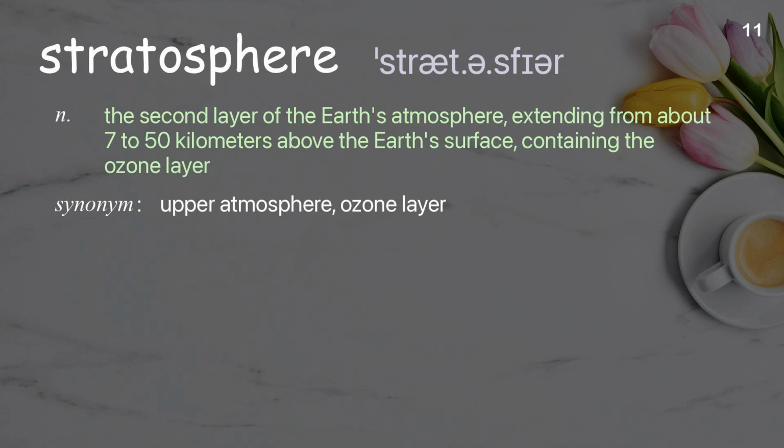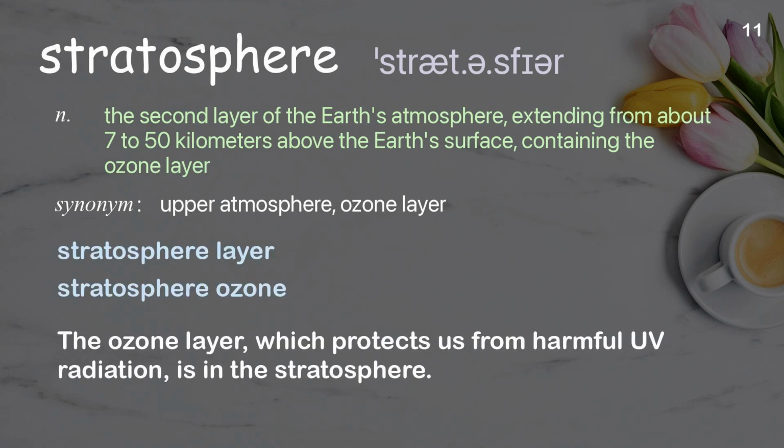Stratosphere. The second layer of the Earth's atmosphere, extending from about 7 to 50 kilometers above the Earth's surface, containing the ozone layer. Examples: Stratosphere layer. Stratosphere ozone. The ozone layer, which protects us from harmful UV radiation, is in the stratosphere.